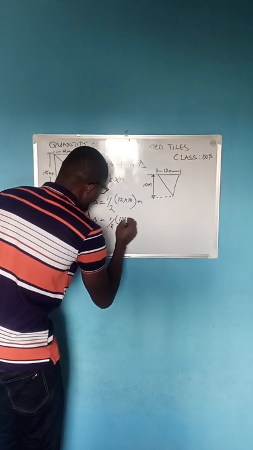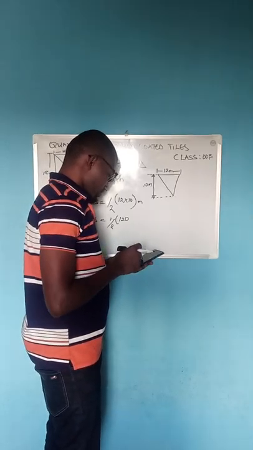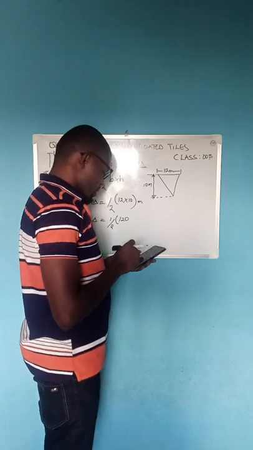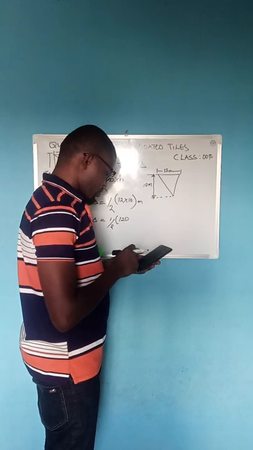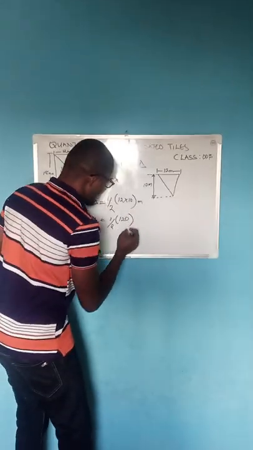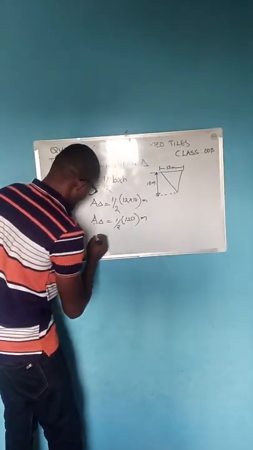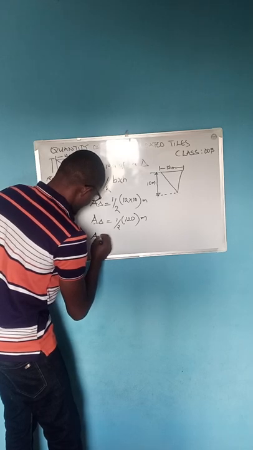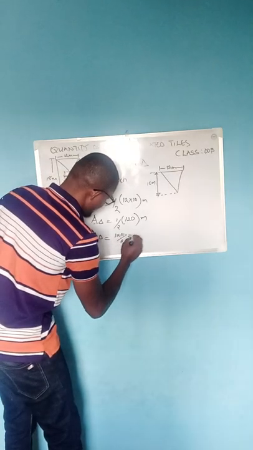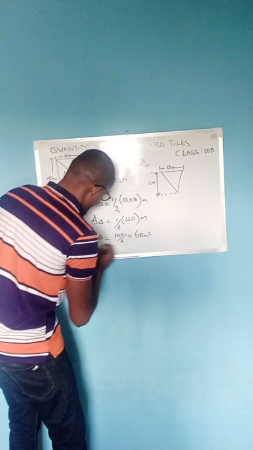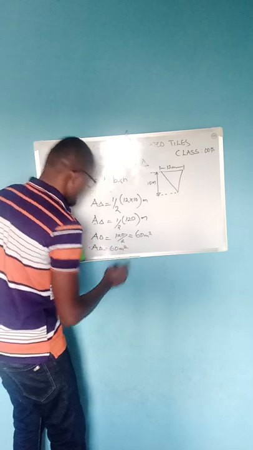Half times 10 times 12. Let me check. 10 times 12 gives us 120. Then area of that triangle will now give us 120 over 2, which is 60 meters squared. Meaning that the area of that particular triangle is equal to 60 meters squared.